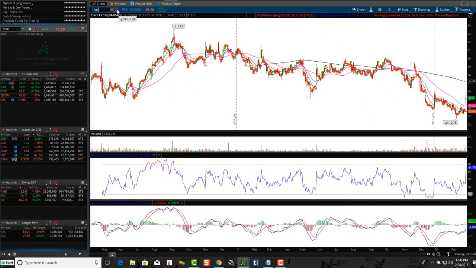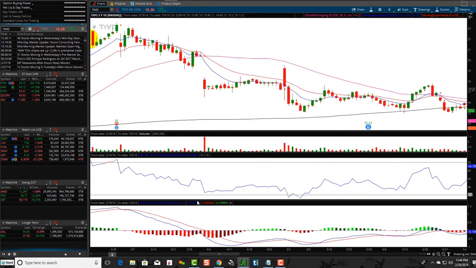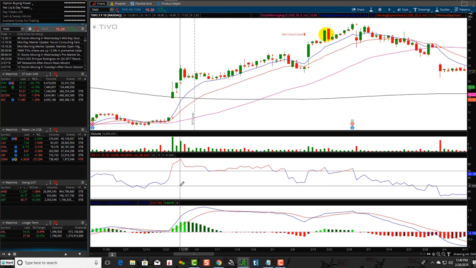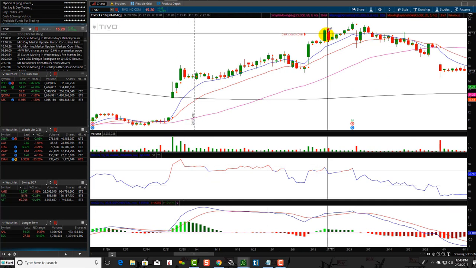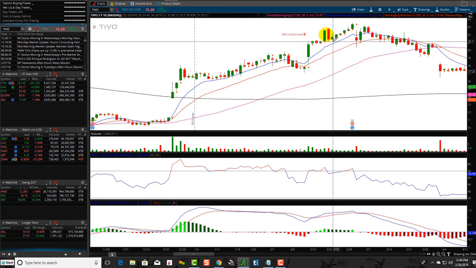TIVO, T-I-V-O. All right, so we'll go back here. TIVO was in an uptrend. You can see it was a little bit overextended on the RSI. You'll see a big green candle. The opening price of the red candle was above the previous high of the green candle, came back down, and you'll see those dots on my chart are the 5 SMA. You'll see that this little confirmation candle held right at the 5 SMA.